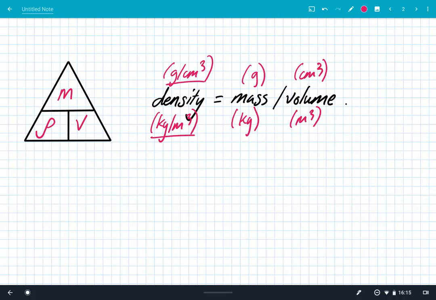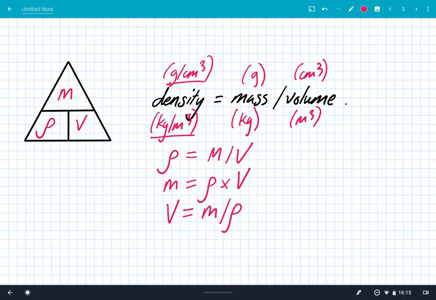Right, so we use the Greek letter rho, which is a curly P. We don't use D because we use D for distance. So rho stands for density, and it's equal to the mass divided by the volume. If we want the mass in a calculation, we're going to cover up M. So M is equal to density, rho, times the volume. And if we want the volume of a material, we do the mass divided by the density, rho. It's a very simple equation to use.